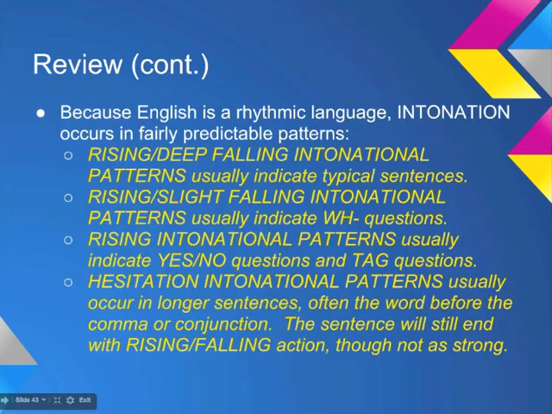Because English is a rhythmic language, intonation occurs in fairly predictable patterns. Rising or deep falling intonational patterns usually indicate typical sentences. Rising and slight falling intonational patterns usually indicate WH questions or information questions. Rising intonational patterns usually indicate yes or no questions and tag questions. And finally, hesitation intonational patterns usually occur in longer sentences, often the word before the comma or conjunction. The sentence will still end with rising falling action, though perhaps not as strong.